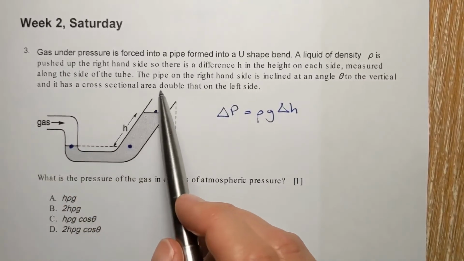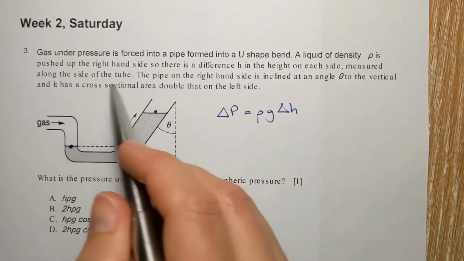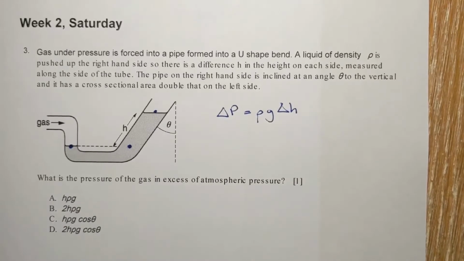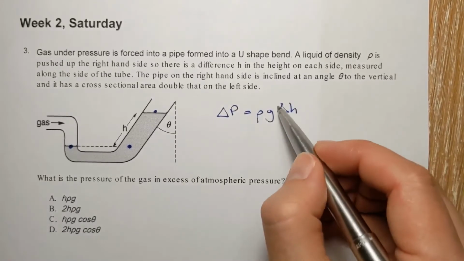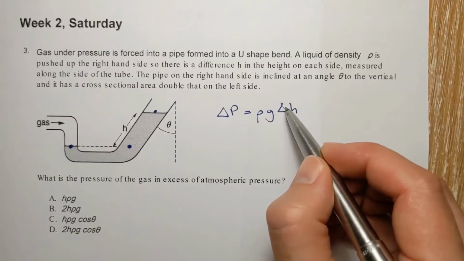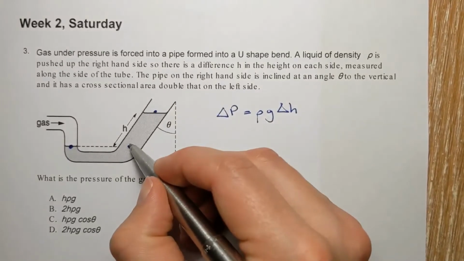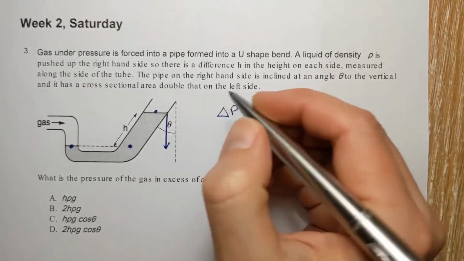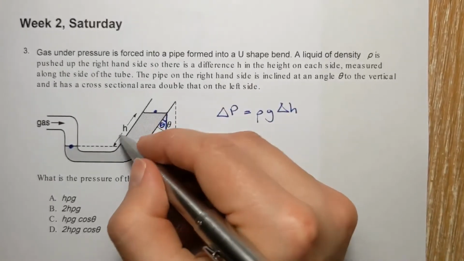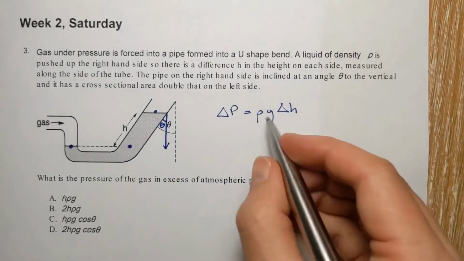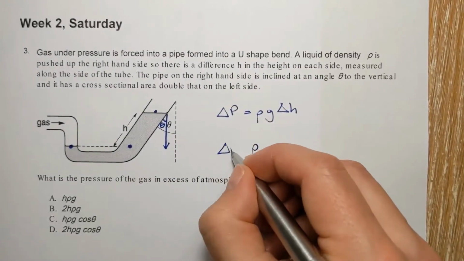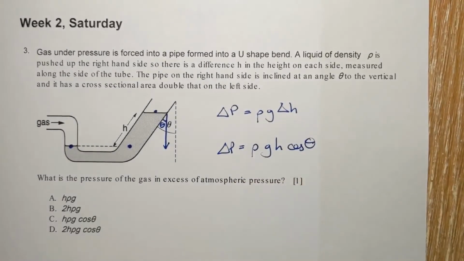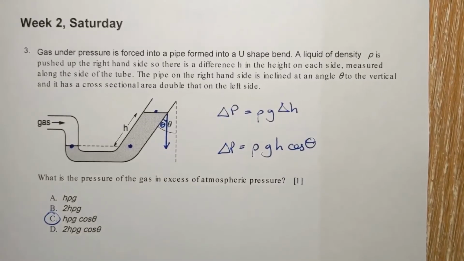Or perhaps even you're going to read this line. It has a cross-sectional area double to that on the left-hand side, and that's just a red herring. So they might be expecting you to go for this one with the 2 in it, but as I say, red herring. We know that this is the vertical change in height. So if you go from there to there, your vertical change in height is this here. And that is h cos θ. So our actual difference is ρ g h cos θ. And that means that the correct answer is C.